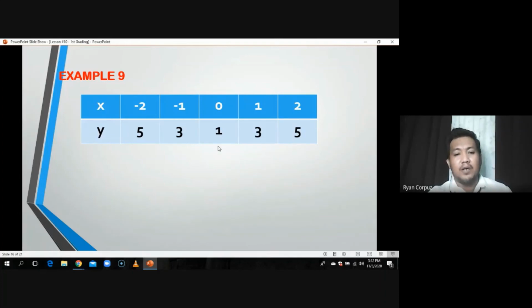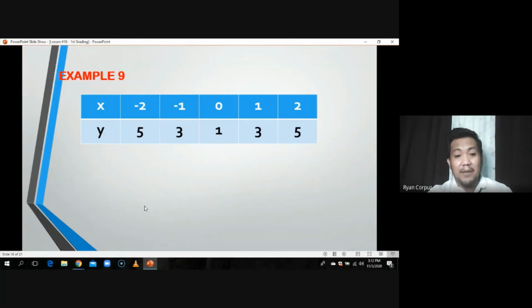3 minus 1 is 2, 1 minus 3 is negative 2, then 3 minus 5 is negative 2. That's the first difference. So, 2 minus 2, that would be 0. 2 minus negative 2 is 4. Then negative 2 minus negative 2 is 0.